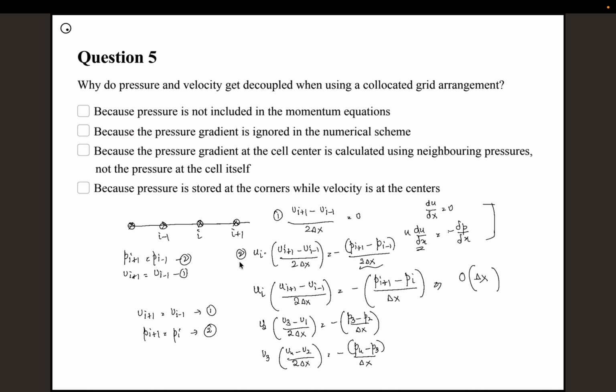Anyways, coming back, so why are these getting decoupled? Is pressure not included? No, pressure is included in the momentum equations. Is the pressure gradient ignored in the numerical scheme? No, we are actually calculating the pressure gradient also. The pressure gradient at the cell center is calculated using neighboring pressures, not the pressure of the cell itself. This was the main reason.